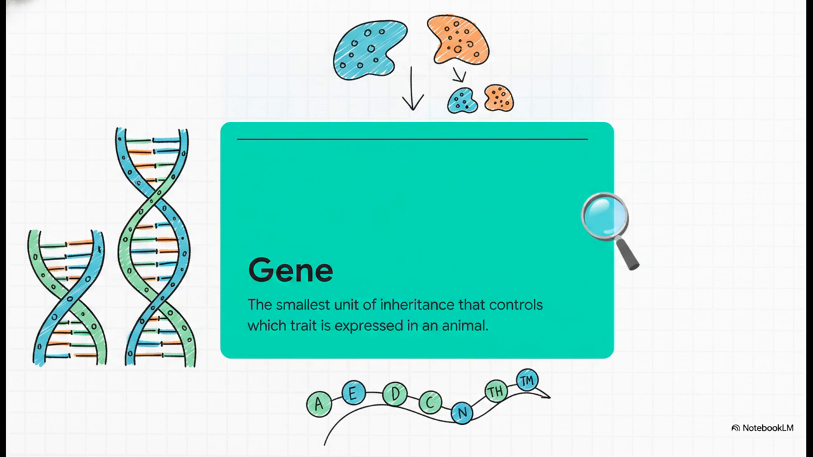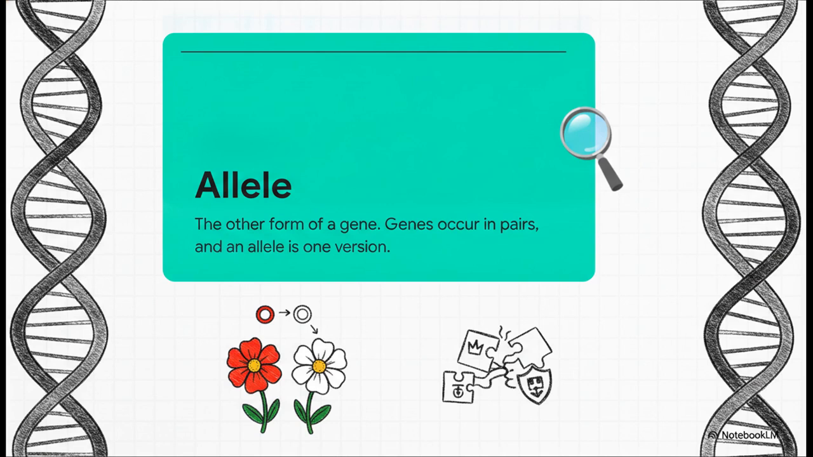And crucially, genes always occur in pairs, one from each parent. At the microscopic level, these nucleotide sequences carry the exact instructions to construct proteins. You can think of them as the core letters of our genetic language. And because genes come in pairs, they often have different versions. We call these alternative forms alleles. So if the gene dictates flower color, the alleles are the specific instructions for, say, red or white.